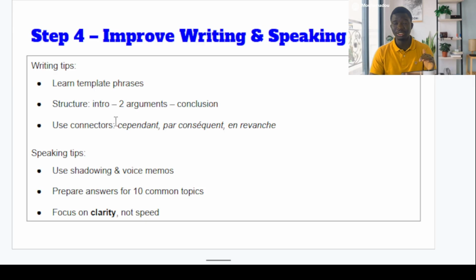You start with an introduction, and then you give your argument or your position. You support it with at least 2 arguments. You give examples, and then you give a conclusion. So it has to be structured like this.